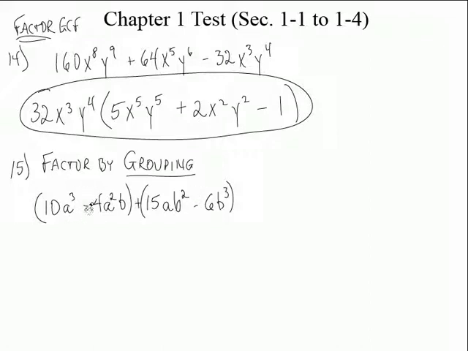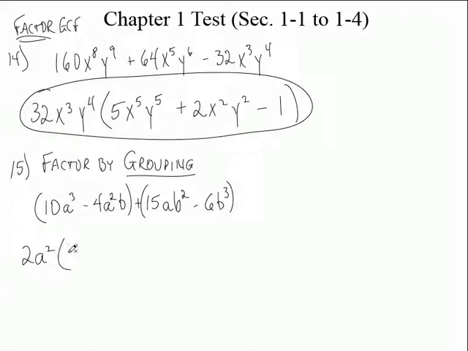So let's figure out what this one is. What goes into 10 and 4? Well, only 2 does. What about this? A cubed, a squared. We take the smaller one, so that's a squared. Now there's not a b that's in common, so I can't pull that out. So let's figure out what's left over. I factor out a 2a squared.